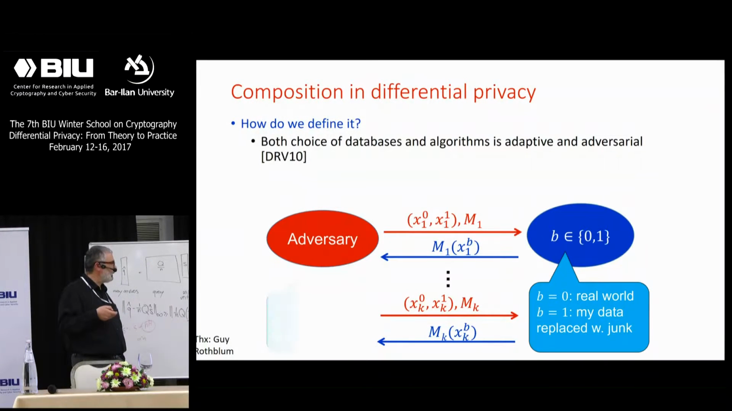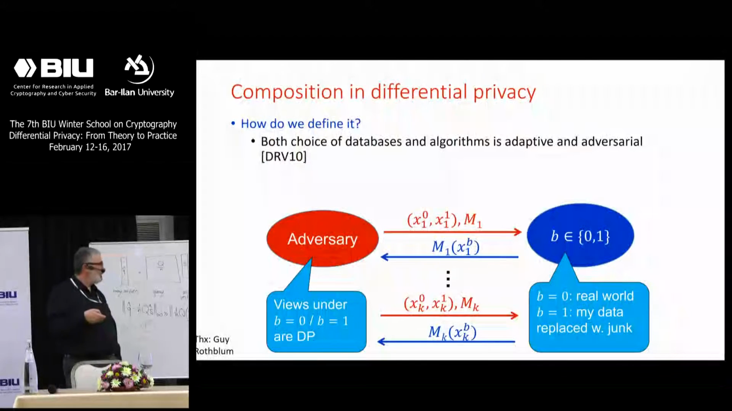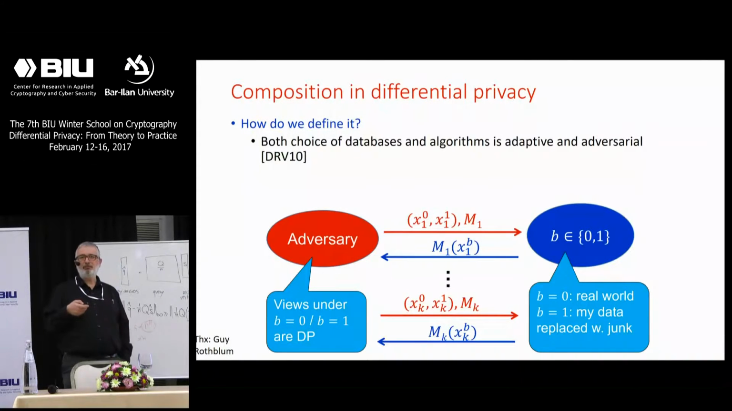And now what you want to require is that the views of the adversary are in a sense very similar, that regardless of the choice of this bit B, the distributions are similar. Okay, so this is going to be our definition. Note again that this is very, very strong. The adversary does not have to make all the choices beforehand. It makes these choices in an adaptive way. So we're giving the adversary quite a lot of power here.